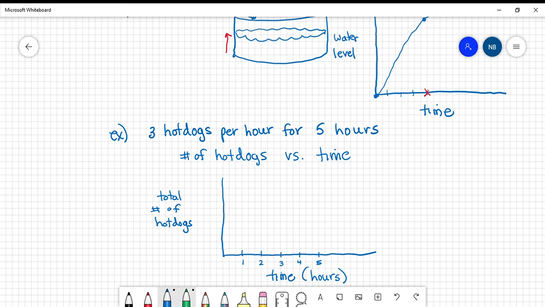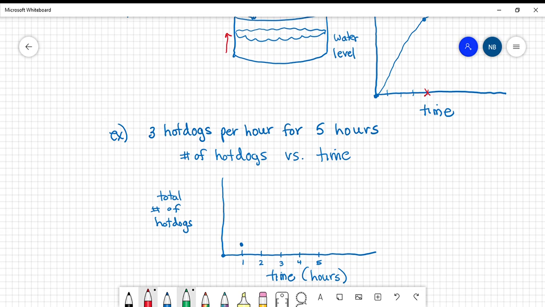At the beginning, Charlie has eaten no hot dogs. After 1 hour, Charlie has eaten 3 hot dogs. Now, notice what I didn't do. I didn't draw a line from 0 to that dot. I didn't connect those like this.